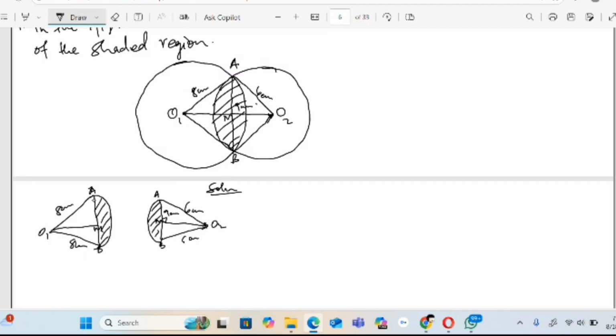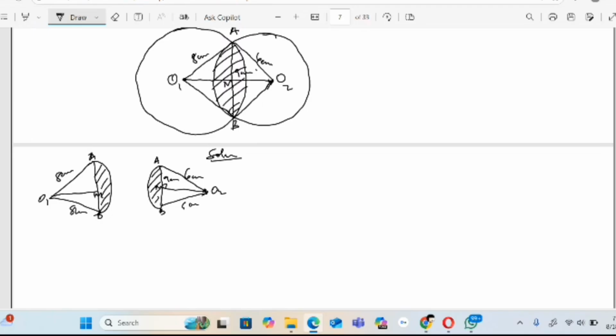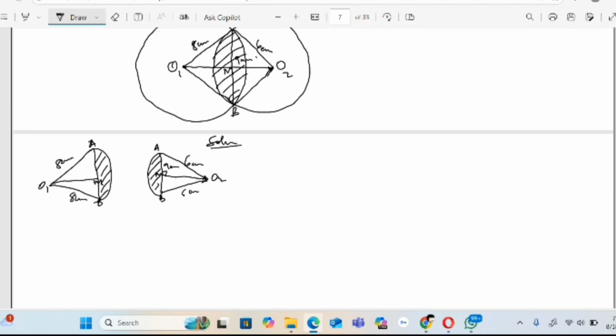Now, knowing that the shaded region is just a combination of two segments, you can find the area of the first segment and add it to the area of the second segment. That is how you arrive at the area of the shaded region. So we can now focus on the first one, using this OA to find the shaded region.